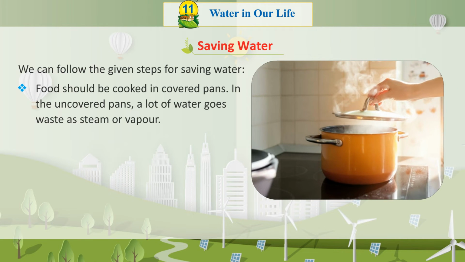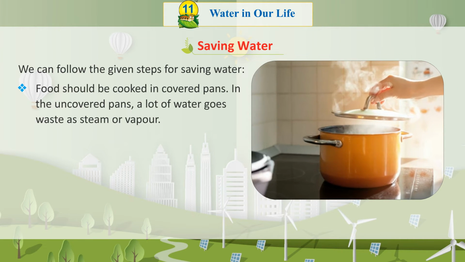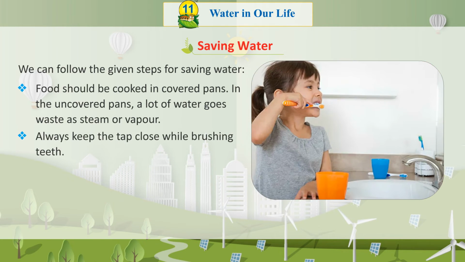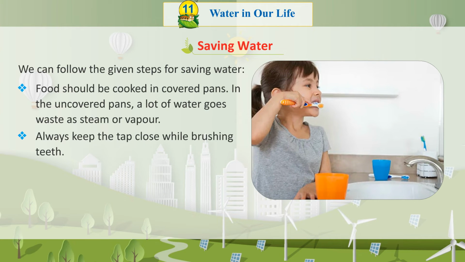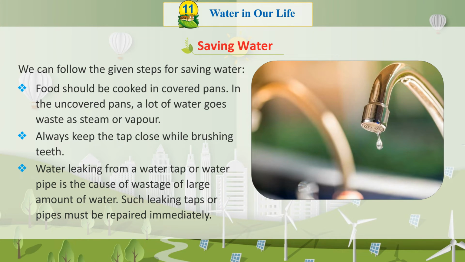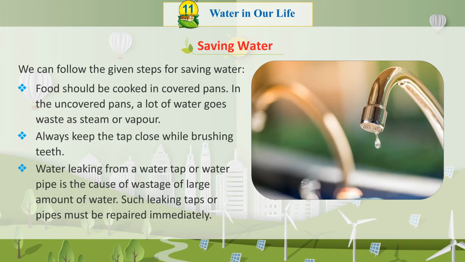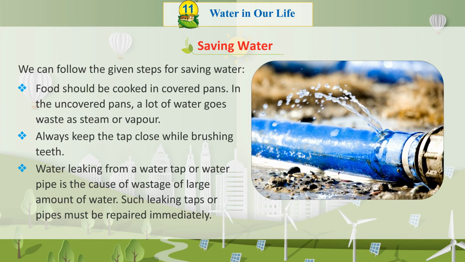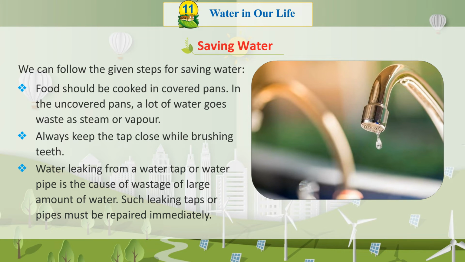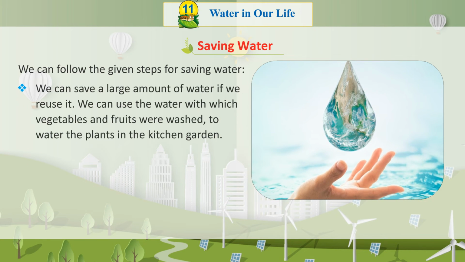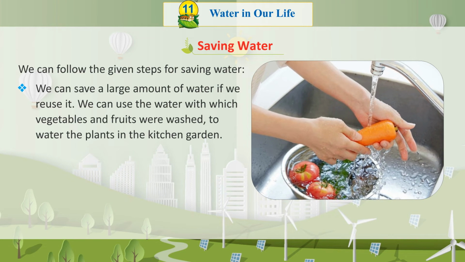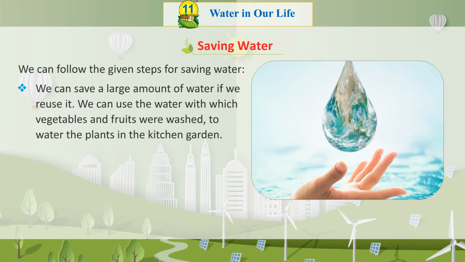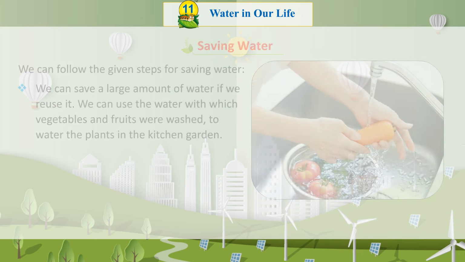Food should be cooked in covered pans. In the uncovered pans, a lot of water goes waste as steam or vapor. Always keep the tap closed while brushing teeth. Water leaking from a tap or water pipe is the cause of wastage of a large amount of water. Such leaking taps or pipes must be repaired immediately. We can save a large amount of water if we reuse it. We can use the water with which vegetables and fruits were washed to water the plants in the kitchen garden.